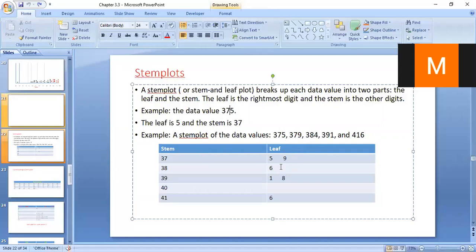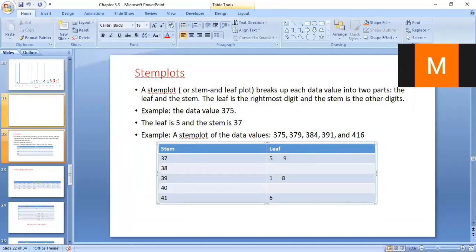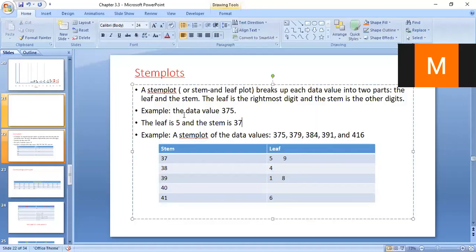384, number 4 is the leaf and 38 is the stem, right? 391, the 1 is the leaf and 39 is the stem. 416, number 6 is the leaf and 41 is the stem. That's it, you call it the stem block.